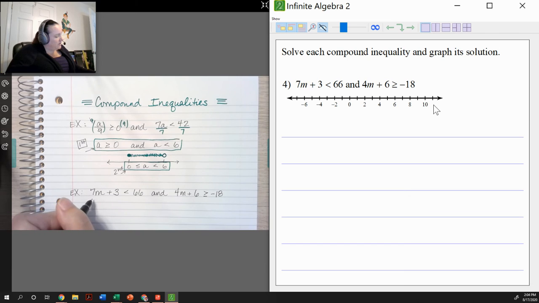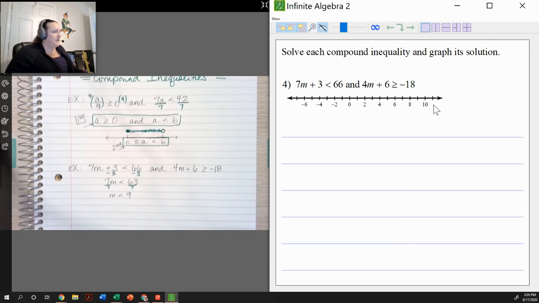All right, so I'm just going to jump right in. If I want to get m by itself, I'm going to subtract 3. So I get 7m less than 63. Going to divide by 7. So I get m less than 9. Okay, and that's good. That's on the number line up there that they gave me.